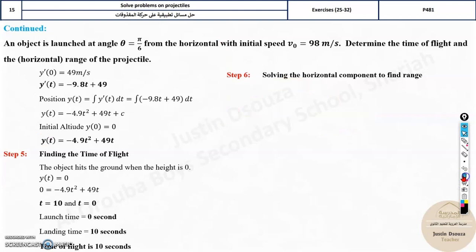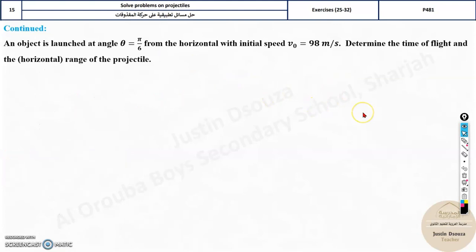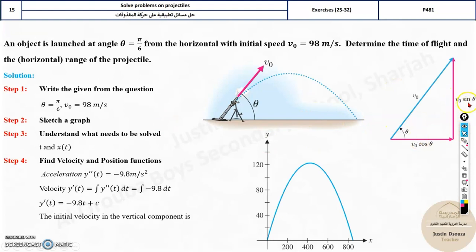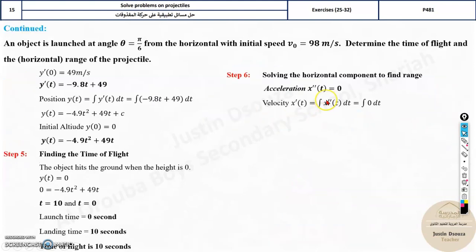Now we have to quickly solve the horizontal component. The horizontal component is not the same as the vertical component, because if we go back, we can see V sin theta is the vertical component, whereas the horizontal component is V cos theta. Here you need to understand that the acceleration due to gravity is only for the vertical. Acceleration on the horizontal component is not mentioned, so basically it's 0. The projectile has only gravity acting on it. They have not mentioned any other acceleration, so it's basically 0.